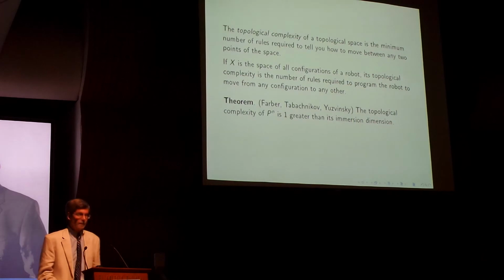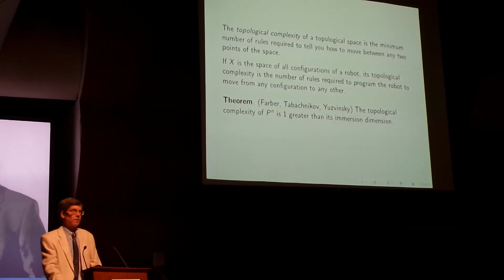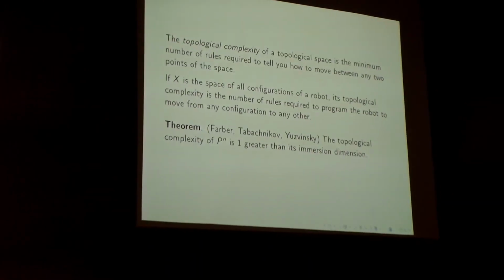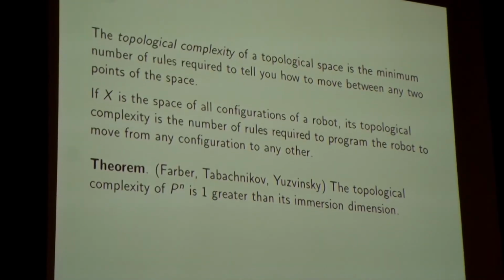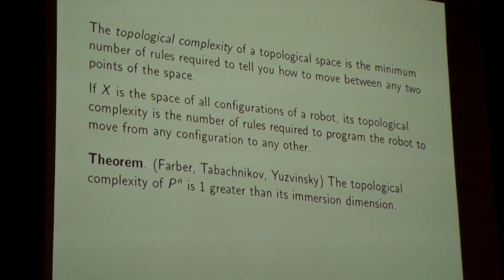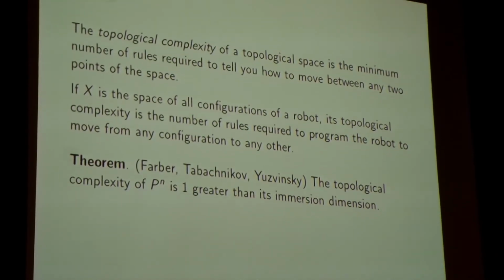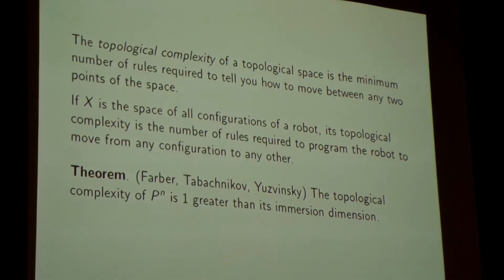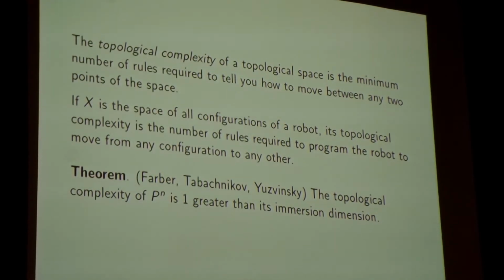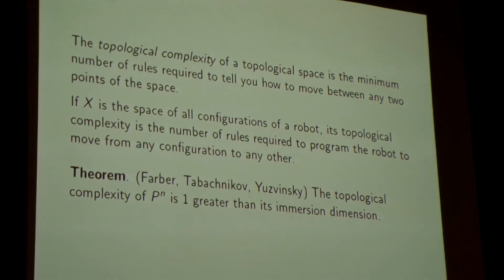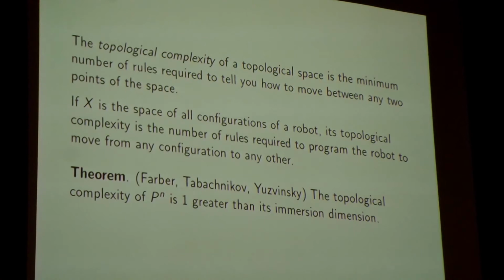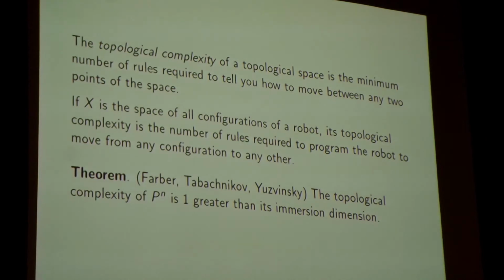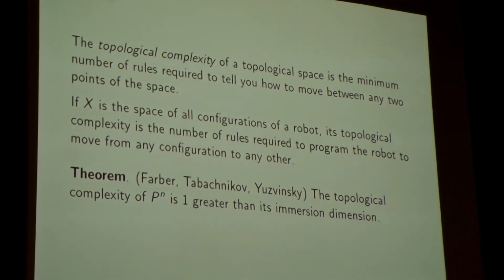So in 2003, there was a very surprising theorem proved by Farber and two of his colleagues. They proved that the topological complexity of projective space is equal to exactly one more than its immersion dimension. And their proof was rather constructive, so that if you had an explicit immersion of the projective space in Euclidean space, you could use that to construct the motion planning rules for that projective space.